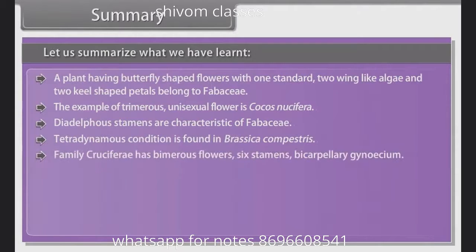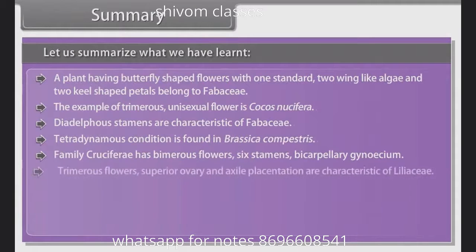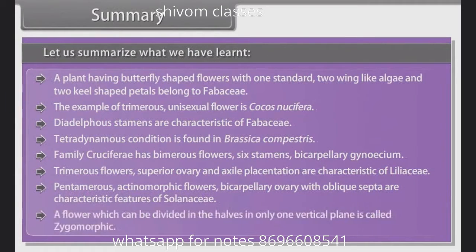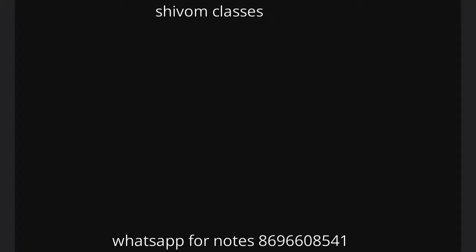Family Cruciferae has bimerous flowers, 6 stamens, bicarpellary gynoecium. Trimerous flowers, superior ovary and axile placentation are characteristic of Liliaceae. Pentamerous, actinomorphic flowers, bicarpellary ovary with oblique septa are characteristic features of Solanaceae. A flower which can be divided into two halves in only one vertical plane is called zygomorphic.